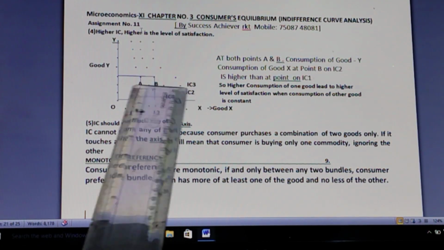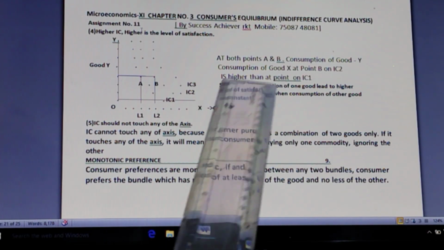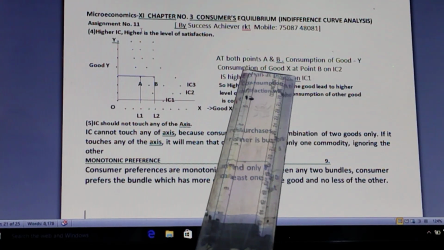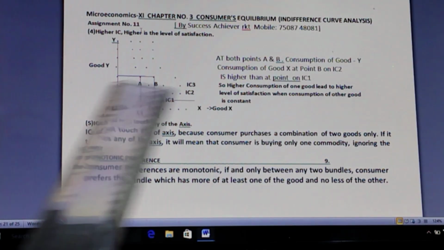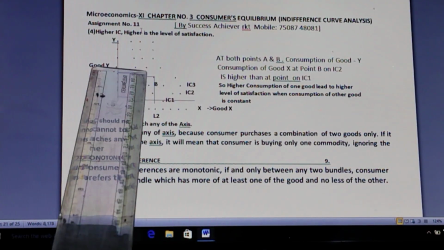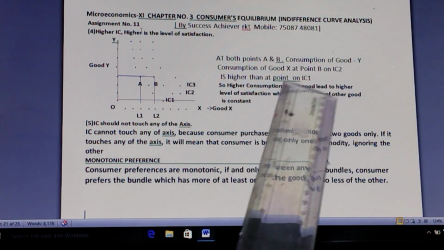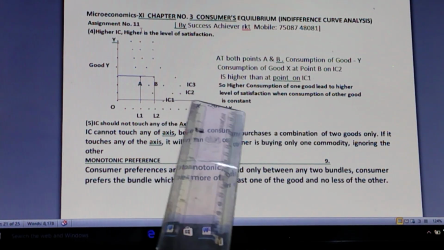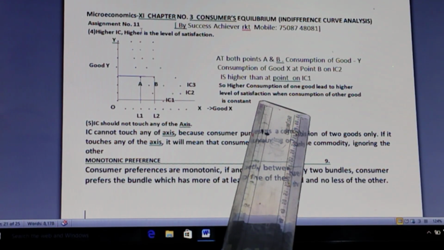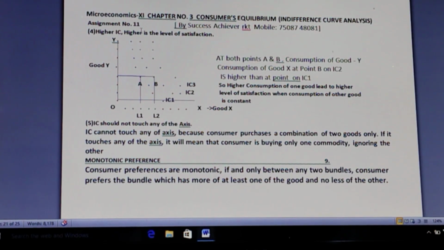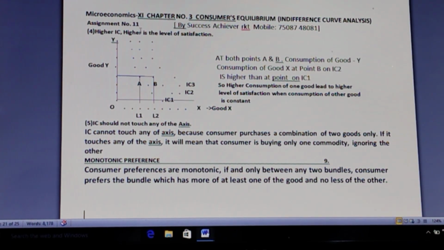So here there are 2 points on IC1 and IC2. At both points A and B, consumption of good Y, consumption of good X at point B on IC2. So here at point A and B, A is on IC1, B is on IC2. So this is very important. So at IC2, point B, higher consumption of one good leads to a higher level of satisfaction when consumption of the other good is constant. So this is the reason that a higher level of IC will give a higher level of satisfaction.